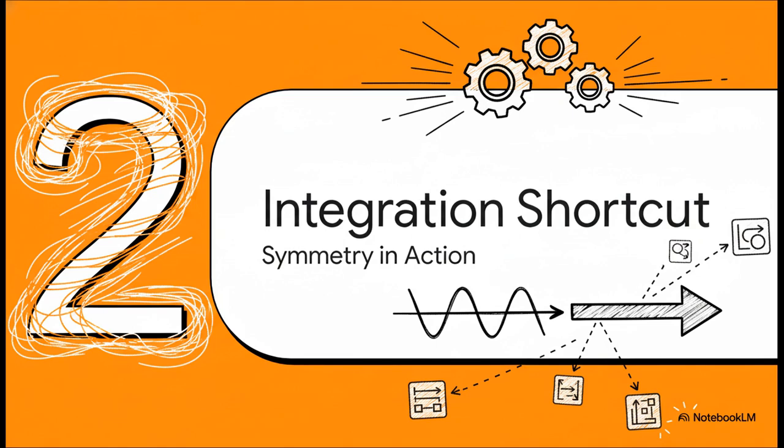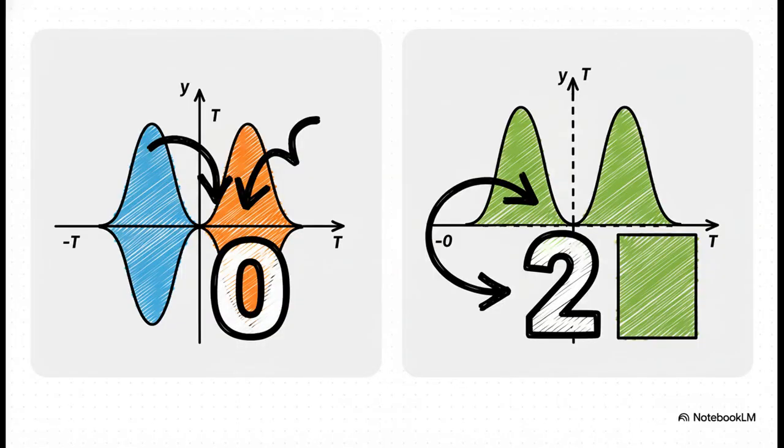So now that we've got these product rules down pat, let's see how they lead to that incredible integration shortcut I was talking about. Okay, this visual right here shows you exactly why this shortcut works so beautifully. For any odd signal, just look at the area under the curve from minus t to 0. It's the perfect negative of the area from 0 to t. So when you integrate across that whole symmetric interval, what happens? Those 2 areas just completely cancel each other out, and you get 0 every single time. Now, for an even signal, it's a little different.